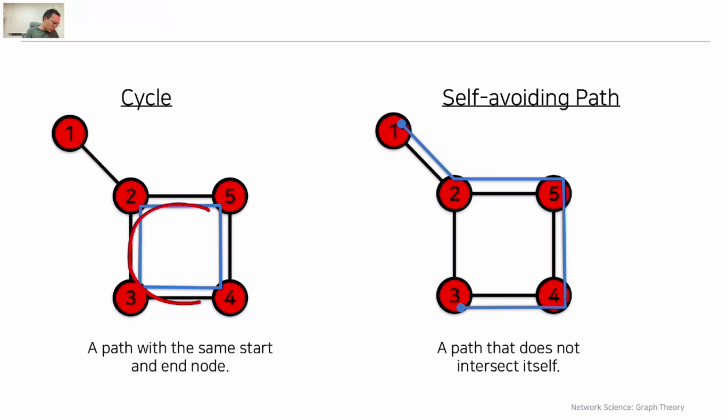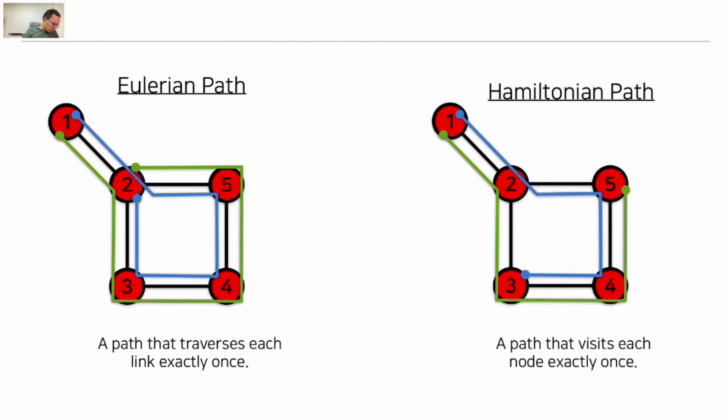And you can define the cycle, right? This is the cycle. And self-avoiding path means it does not intersect itself. So when it departs from a node, it doesn't come back to the position, right? Cycle comes back again, right? So Eulerian path is the path that traverses each link exactly once. It considers this edge and traverses all the edges in here, something like this, right? Hamiltonian path visits each node exactly once. So they are NP-hard problems, right?